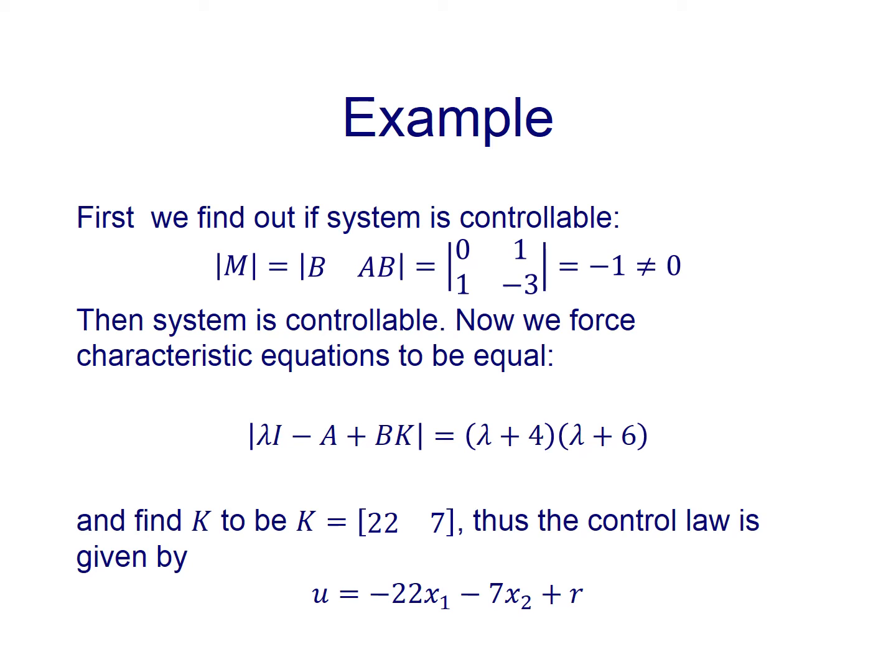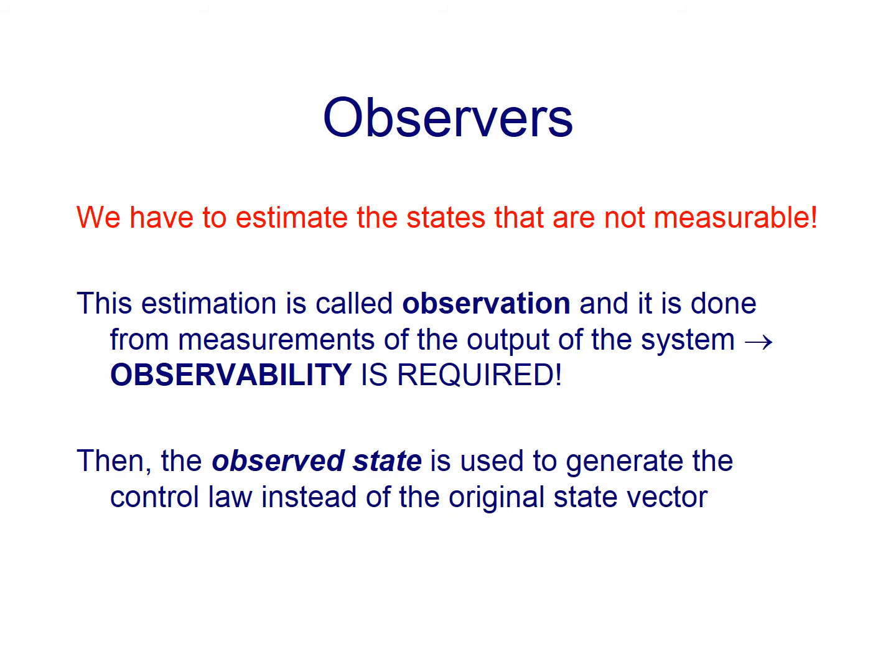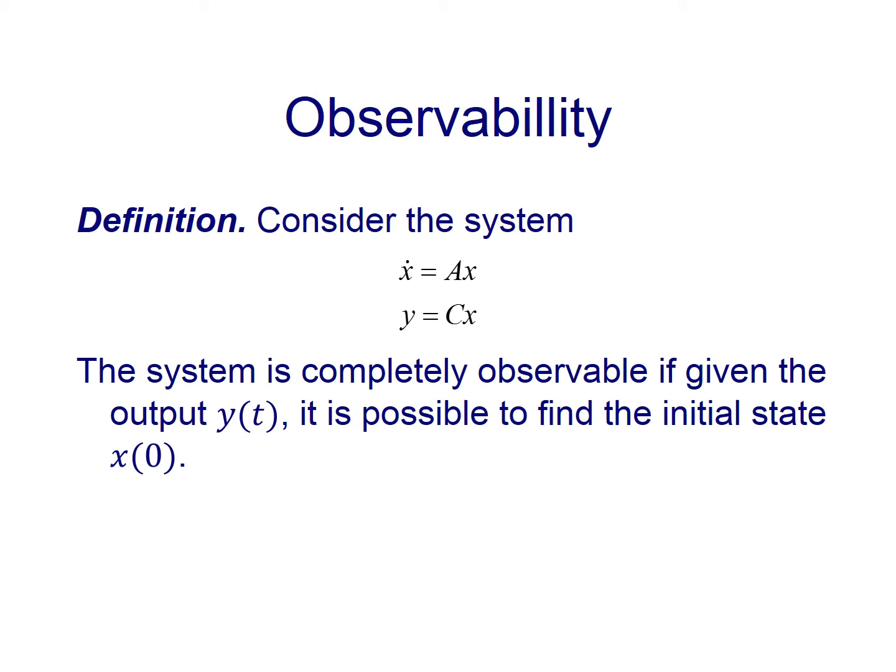Control input is using the values x1 and x2, which are the states of the system. But what if we cannot measure these states? That's why we will go to this other topic, which is observability. So consider this system and this control law. How do we realize the state feedback control law if the state is not measurable? Then what we're going to do is estimate the states which are not measurable. The estimation is called observation, and we require the observability condition. Then the observed or estimated state is going to be used to generate the control law instead of the original state vector. Okay? Now let us define observability.